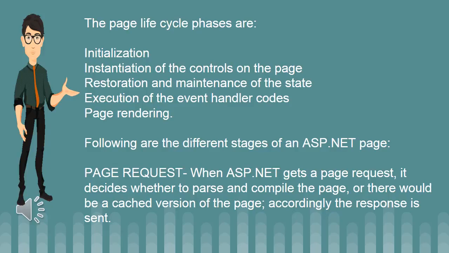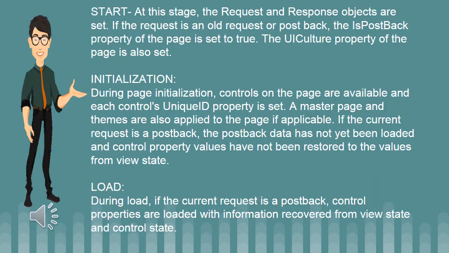Following are the different stages of an ASP.NET page. Page request. When ASP.NET gets a page request, it decides whether to parse and compile the page, or whether there would be a cached version of the page. Accordingly, the response is sent. Starting a page life cycle. At this stage, the request and response objects are set. If the request is an old request or postback, the IsPostBack property of the page is set to true. The UICulture property of the page is also set.